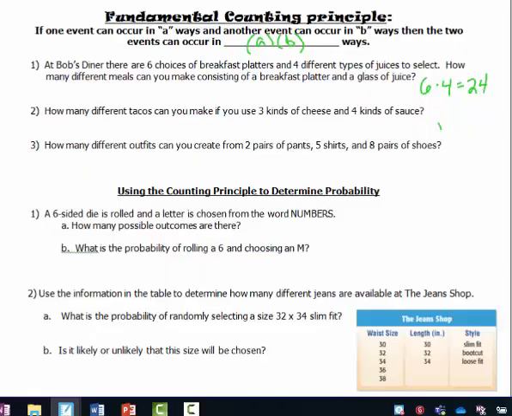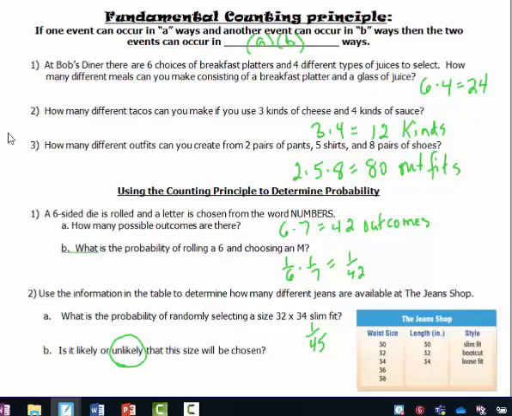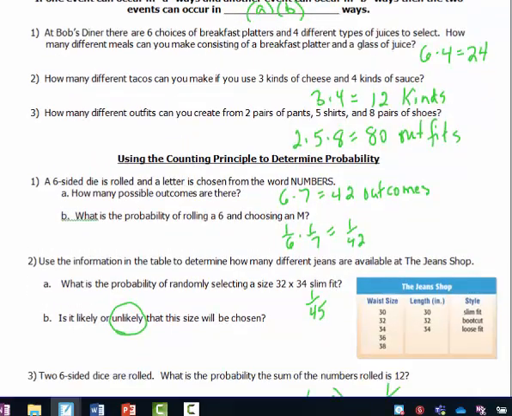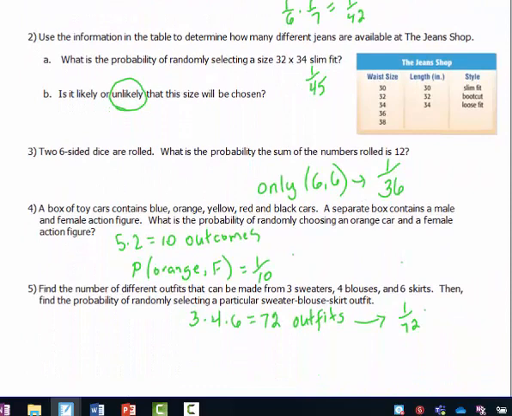Why don't you go ahead, pause here, and finish this page. So here we have the completion of this page. You can check your answers. I think it's pretty straightforward. If you have any questions, I'd be happy to answer them.